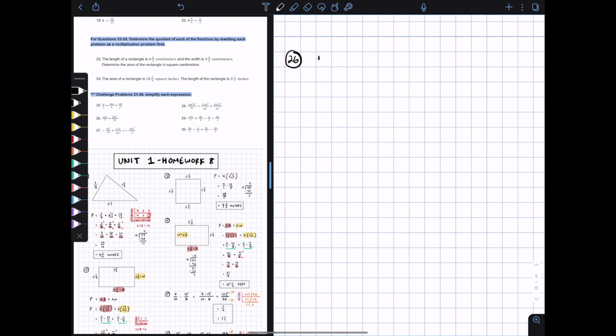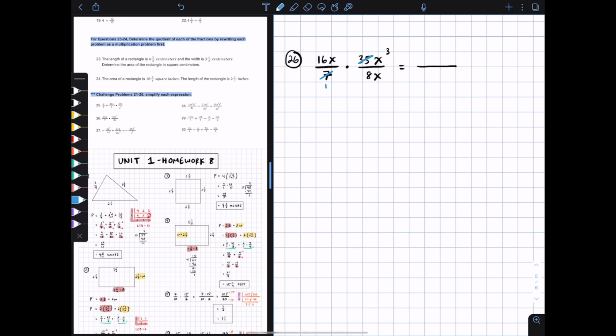26, we got 16x over 7 being multiplied by 35x cubed over 8x. Okay, so in this case, let's try to simplify before we multiply. I think, again, that's kind of the way that most people will do it eventually. And so if you can hang with this, that'd be awesome. And if you can't, it's okay. You can multiply, then simplify.